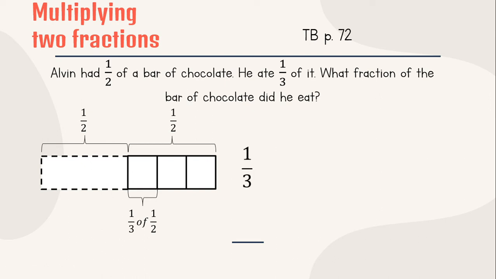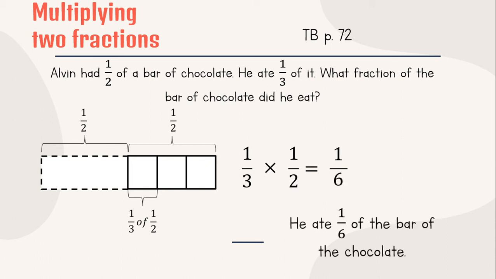And now what fraction of the bar of the chocolate did he eat? So what do we have to do? Don't forget, of means multiplication. 1 per 3 times 1 per 2. So that's it, okay? 1 per 3 of 1 per 2. Now what do we have to do? 1 times 1, numerator multiplied by numerator, okay? Equals 1. And 3 times 2 equals 6. So he ate 1 per 6 of the bar of the chocolate.